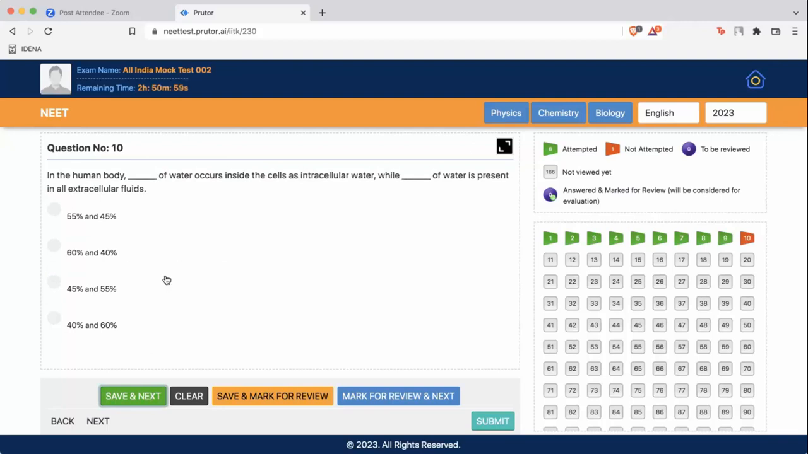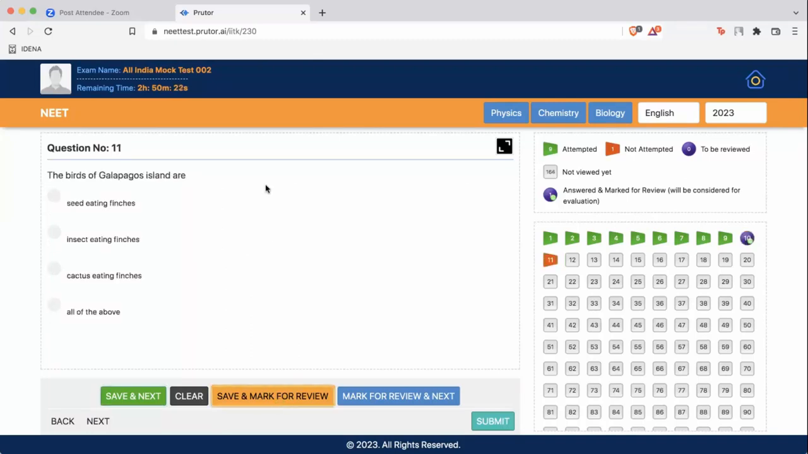In the human body, blank of water occurs inside cells as intracellular water, while the blank of water is present in the extracellular fluid. We have plasma 55%, meaning 45% is the cellular component. I'm wondering if it's 60 or 40. Plasma is 55%. I think it's mostly 45-55.